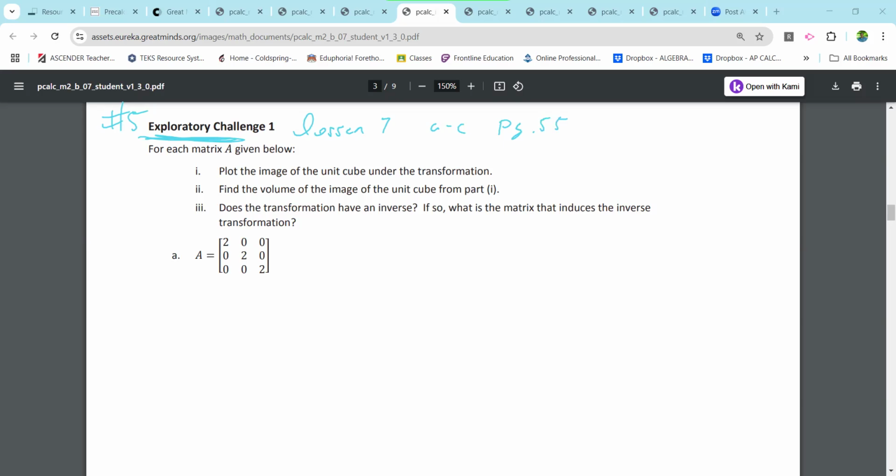All right, so on this one, we had to plot the image of a unit under the transformation, and we used Desmos to do that, or GeoGebra. You're not going to do that on the test. But then it said find the volume. All right, that is what's specific here. So I want to look at this guy right here for these 3 sections. If I'm finding the volume, what was the easiest way that I determined that?